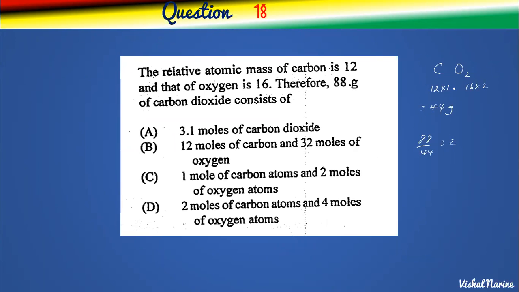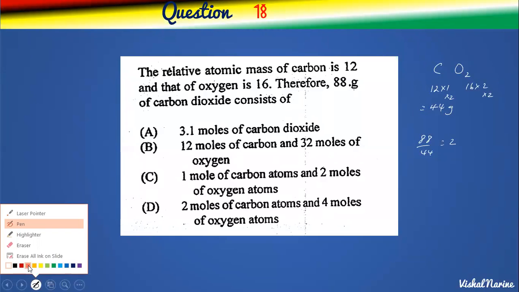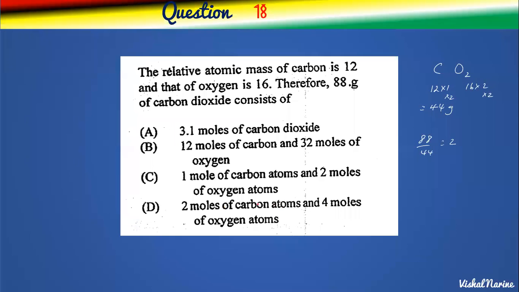So the question is asking what the atoms are, so we times this by 2 and we times this by 2. So we're going to end up with 2 moles of carbon atoms and 4 moles of oxygen atoms. So the answer is D.